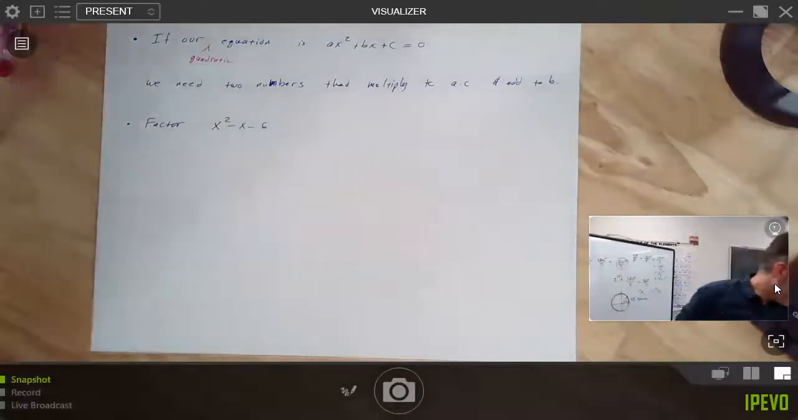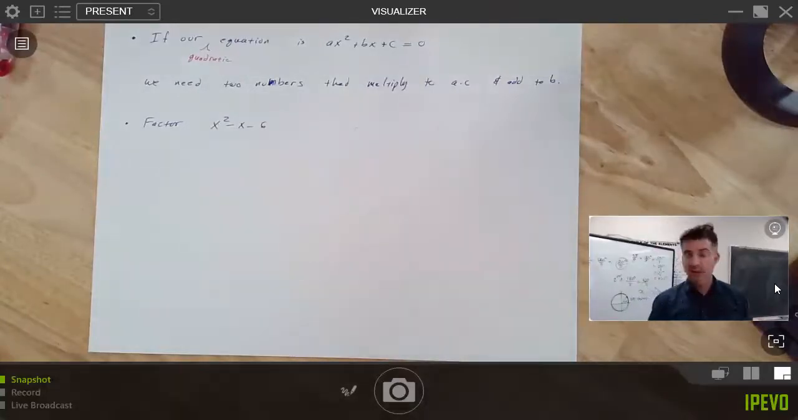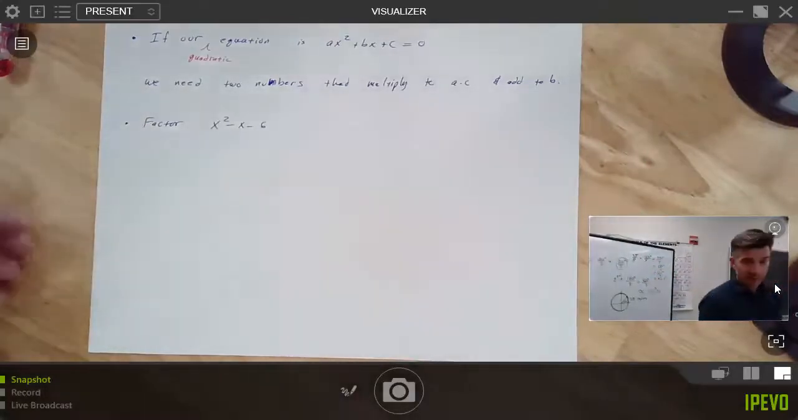Yes, okay. So if someone said to factor this, they're not asking you to find answers x equal to something, x equal to something else. They're just asking for you to write the two things in parentheses. So someone said factor x squared minus x minus 6.